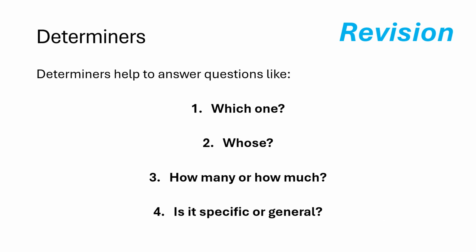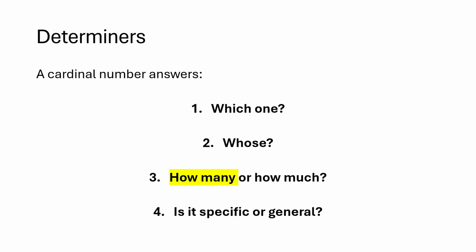Determiners help to answer questions like, which one? Whose? How many? Or how much? Is it specific or general? Cardinal numbers specify how many. Ordinal numbers specify which one by telling the order.